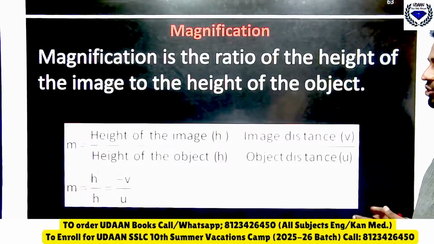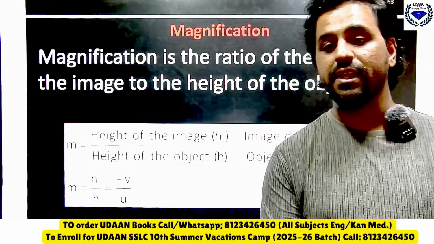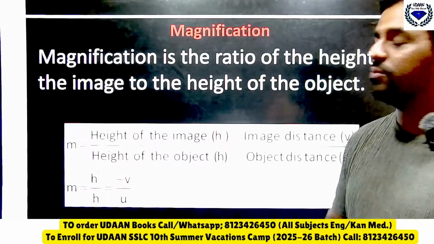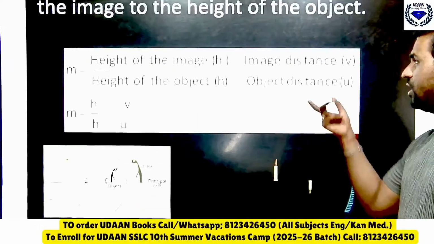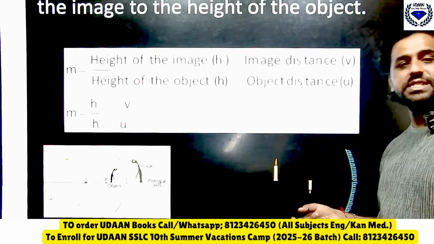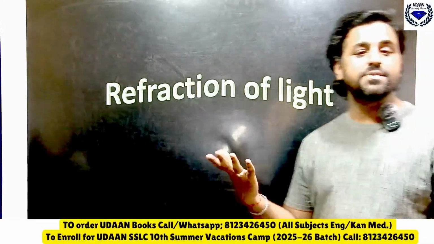Then what is magnification? Again, 1 mark question. Magnification is a ratio of height of image. So you can write here the magnification formula: it is the height of image to the height of object, or image distance by object distance, you can write either.